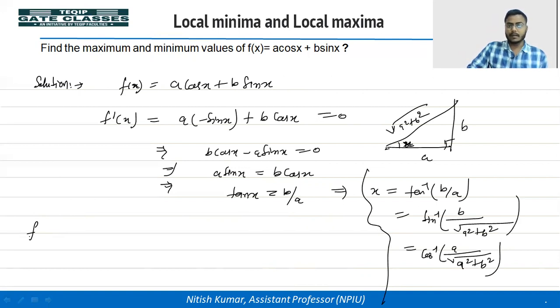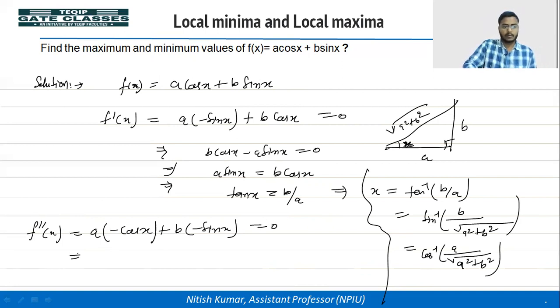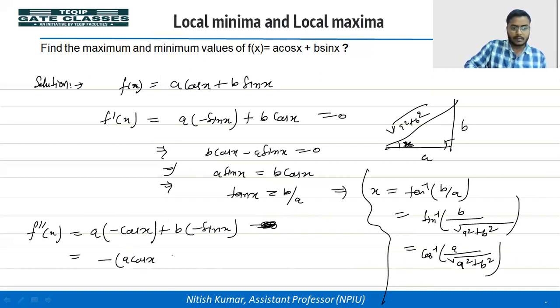For that we also have to check whether this value would be a maximum or minimum, right? So do the double differentiation. What you will get? a into minus cos x plus b into minus sin x equal to 0. Sorry, not equal to 0. We have to check whether it is greater than 0 or less than 0. So taking minus common, we get minus of a cos x plus b sin x.